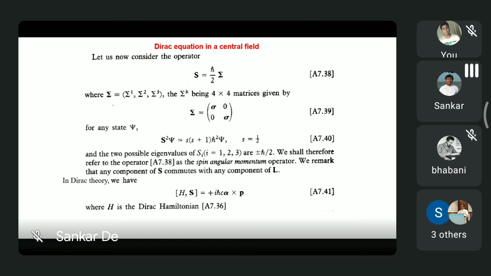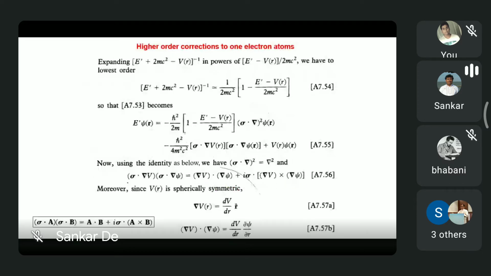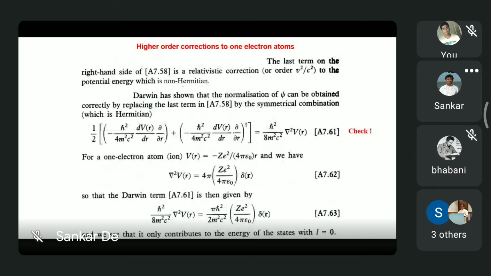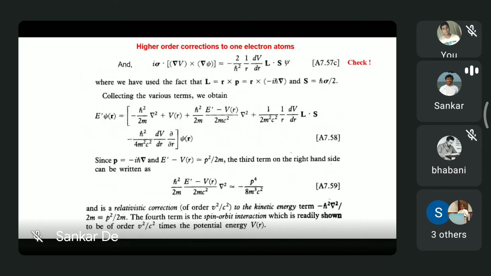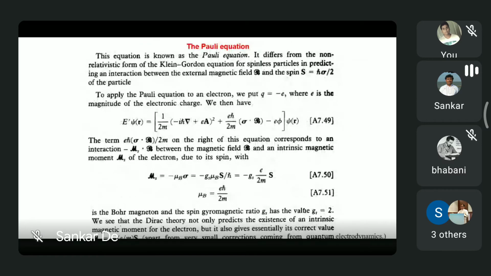But this is in the Dirac equation. This S is defined in this form. But when we have a two-component spinor form in the Pauli equation, so then you see.